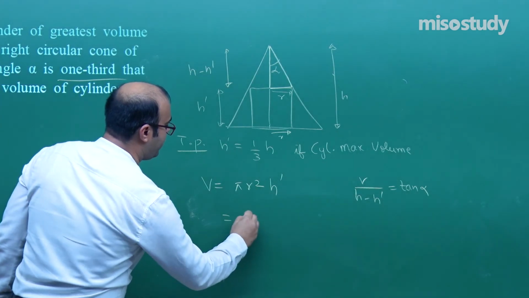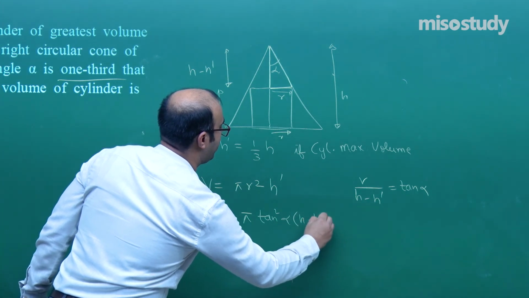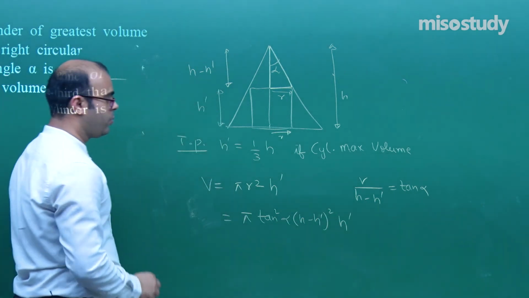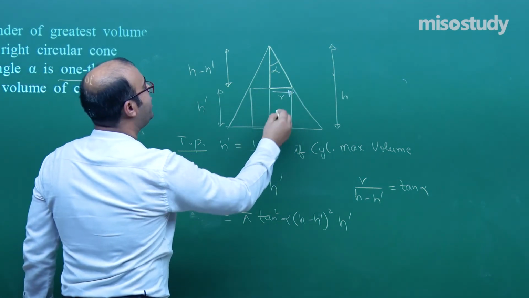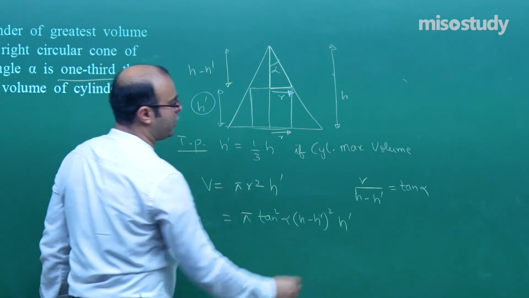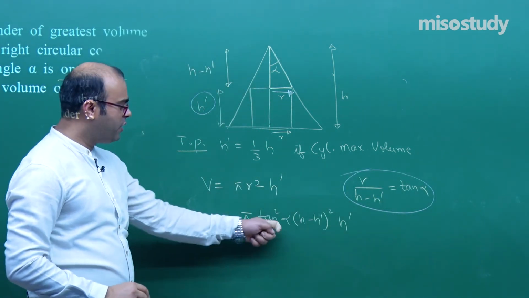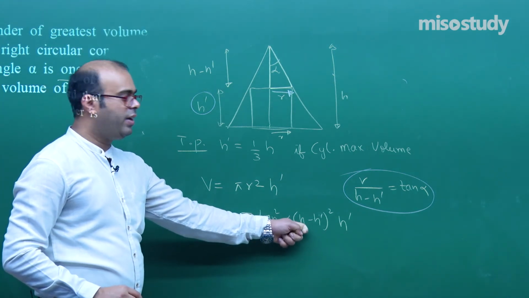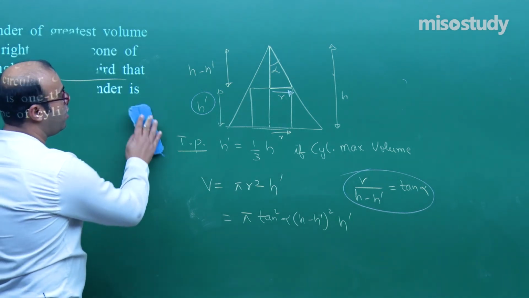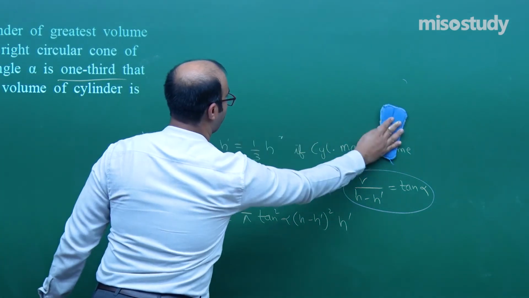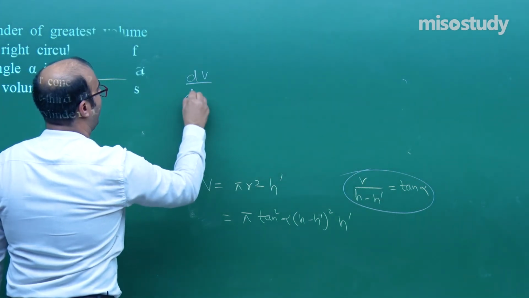So this r can be written, and the volume is pi tan square alpha into h minus h dash whole square into h dash. So what we have done here is expressed this unknown quantity in terms of another unknown quantity h dash by using this relation. So this r is replaced in terms of h dash. Alpha is already given, it is a constant. H is given, it is a constant. So if we want to find the maximum volume, what we have to do now is simply differentiate this v with respect to h dash.